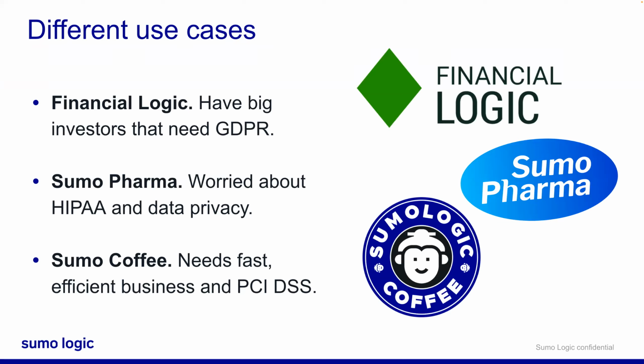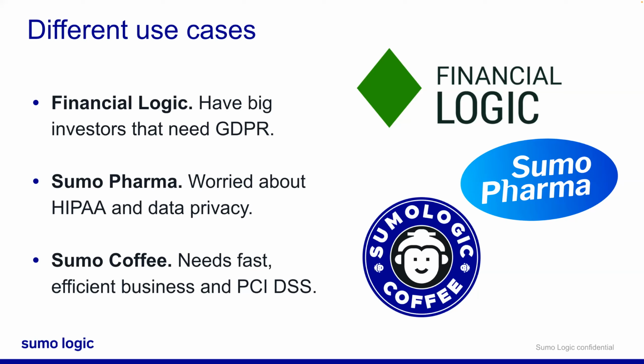Financial Logic is going to be a major player in the banking industry. They meet all the GDPR and other international compliance standards, but worry that their big investors are still targets for hackers. We have Sumo Pharma. This is a healthcare company that ships prescription meds to patients. While they meet all the HIPAA standards and guidelines, they're still concerned about data privacy.